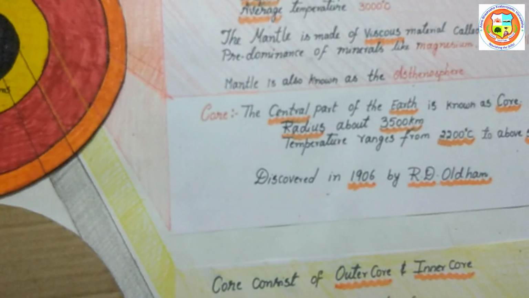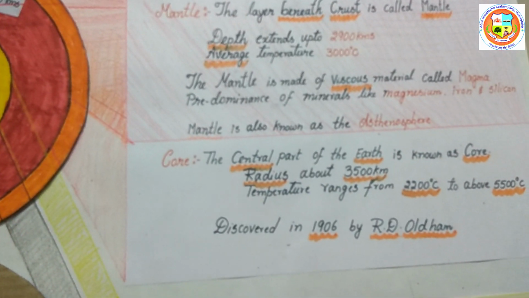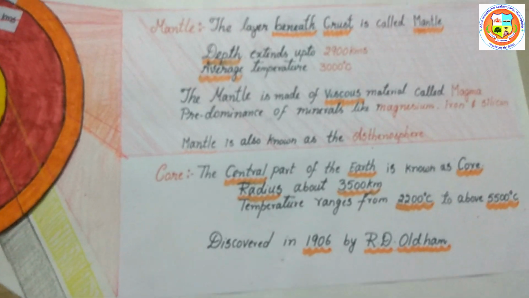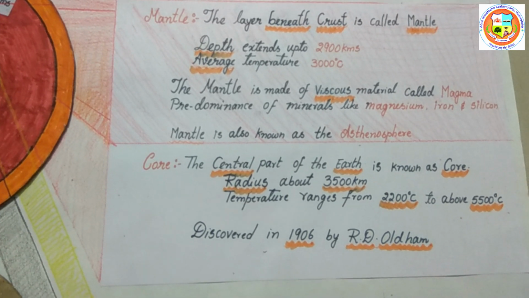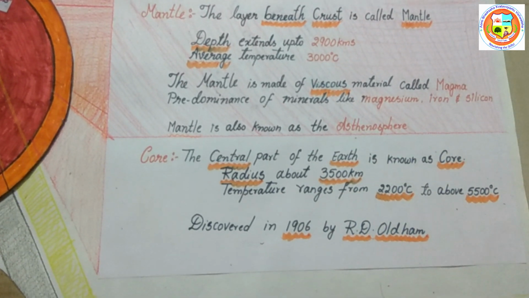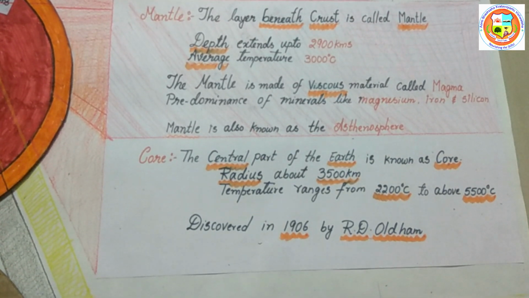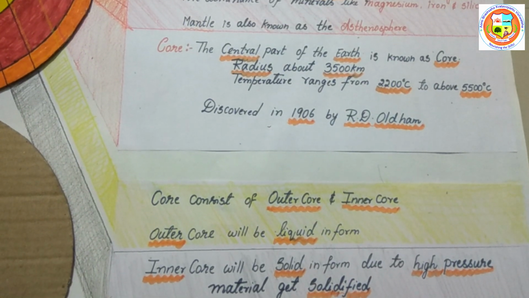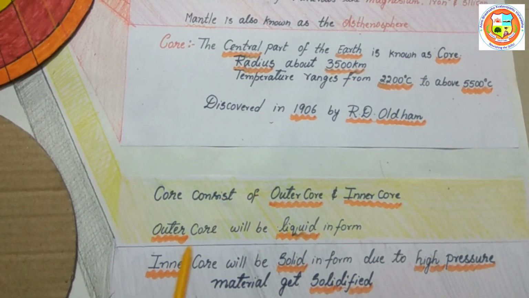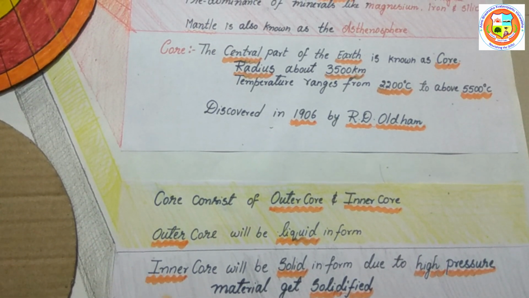Here we don't have any direct evidence to understand the core, but it was discovered in 1906 by R.D. Oldham during his study of earthquake records. It was the first such internal structural element to be identified.